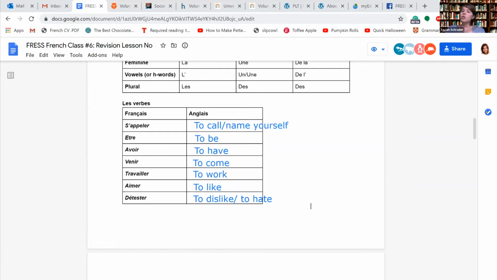Are there any questions about any of these verbs? No? All good? Could you go through with the pronunciation again? Sorry. Of course, not a problem. So the first one, s'appeler. Do you want to have a go? S'appeler? Good. No, that's great. That's really good. Then you have être.